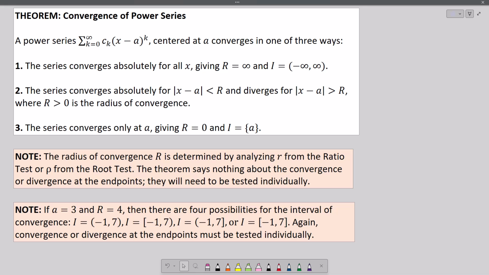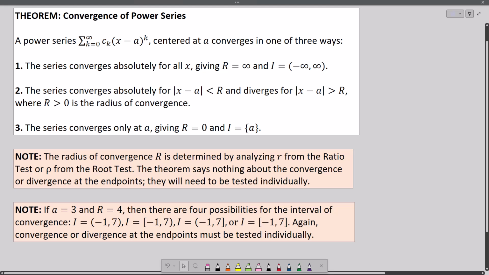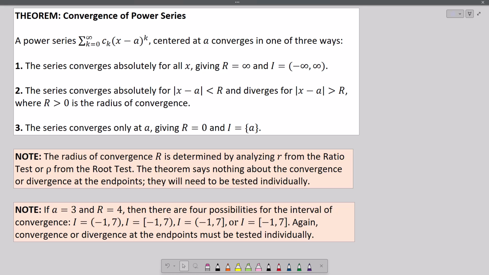And then the simplest case I just mentioned, the series converges only at the center, giving a radius of convergence of 0. If a power series converges only at its center, that's a degenerate interval. We say the radius of convergence is 0. So radius of convergence 0 means a single point of convergence. Radius equal infinity means all real numbers convergence. And then we have our stuff in between.